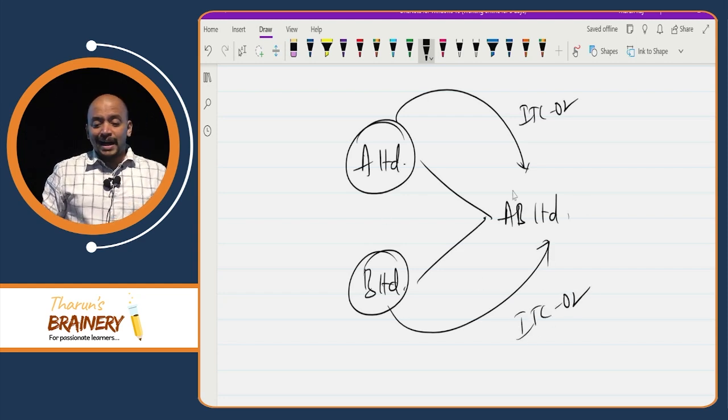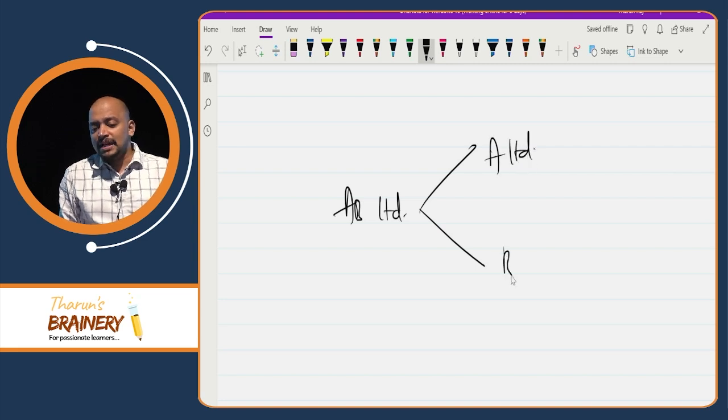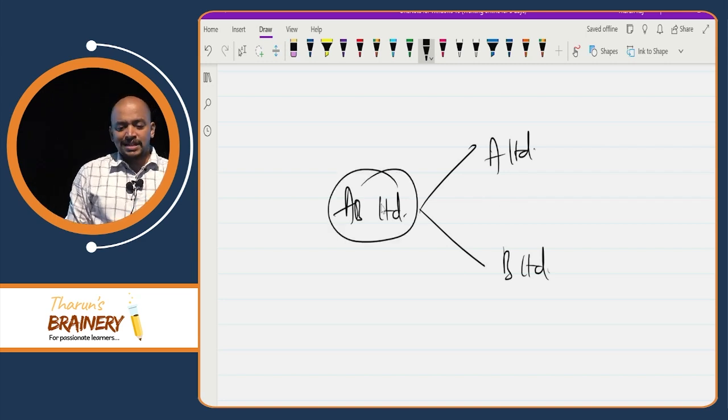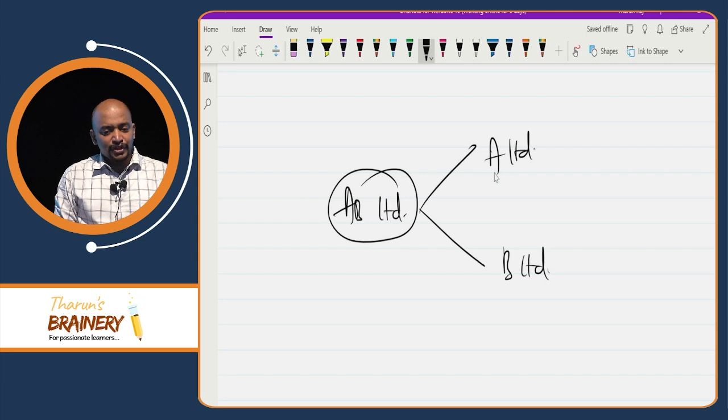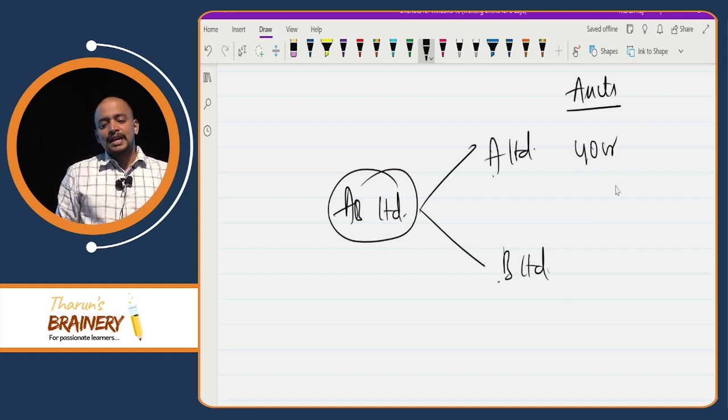So easy. But when AB Limited, one company, is divided into A Limited and B Limited, then how can the ITC be transferred? Here AB Limited is having some ITC. It should be transferred to A Limited and B Limited. So in what ratio should it be transferred? We need to take the assets ratio of A Limited and B Limited. So if the assets of A Limited are 40 crores and the assets of B Limited are 60 crores, then in 4:6 or 2:3 ratio, the ITC should be transferred.